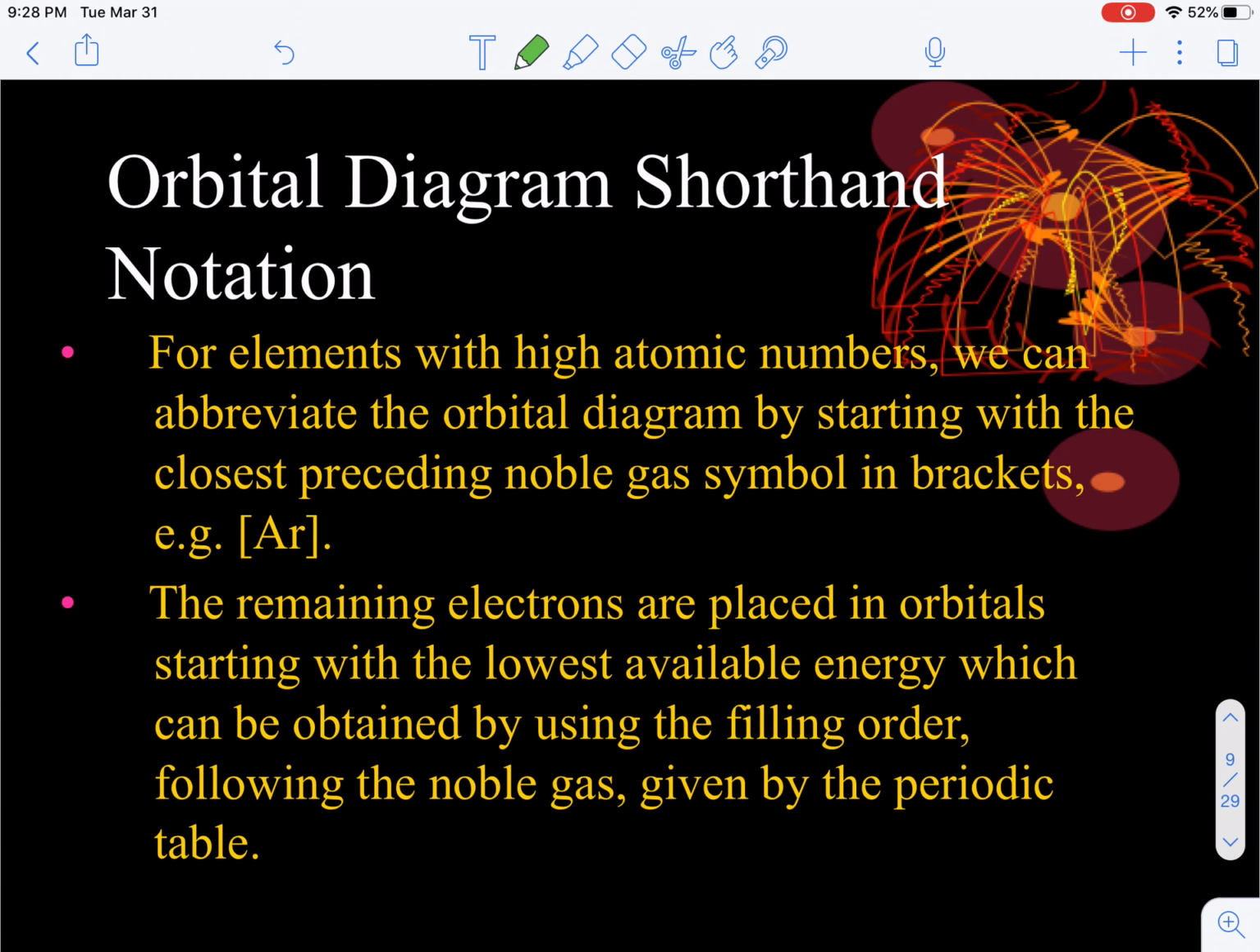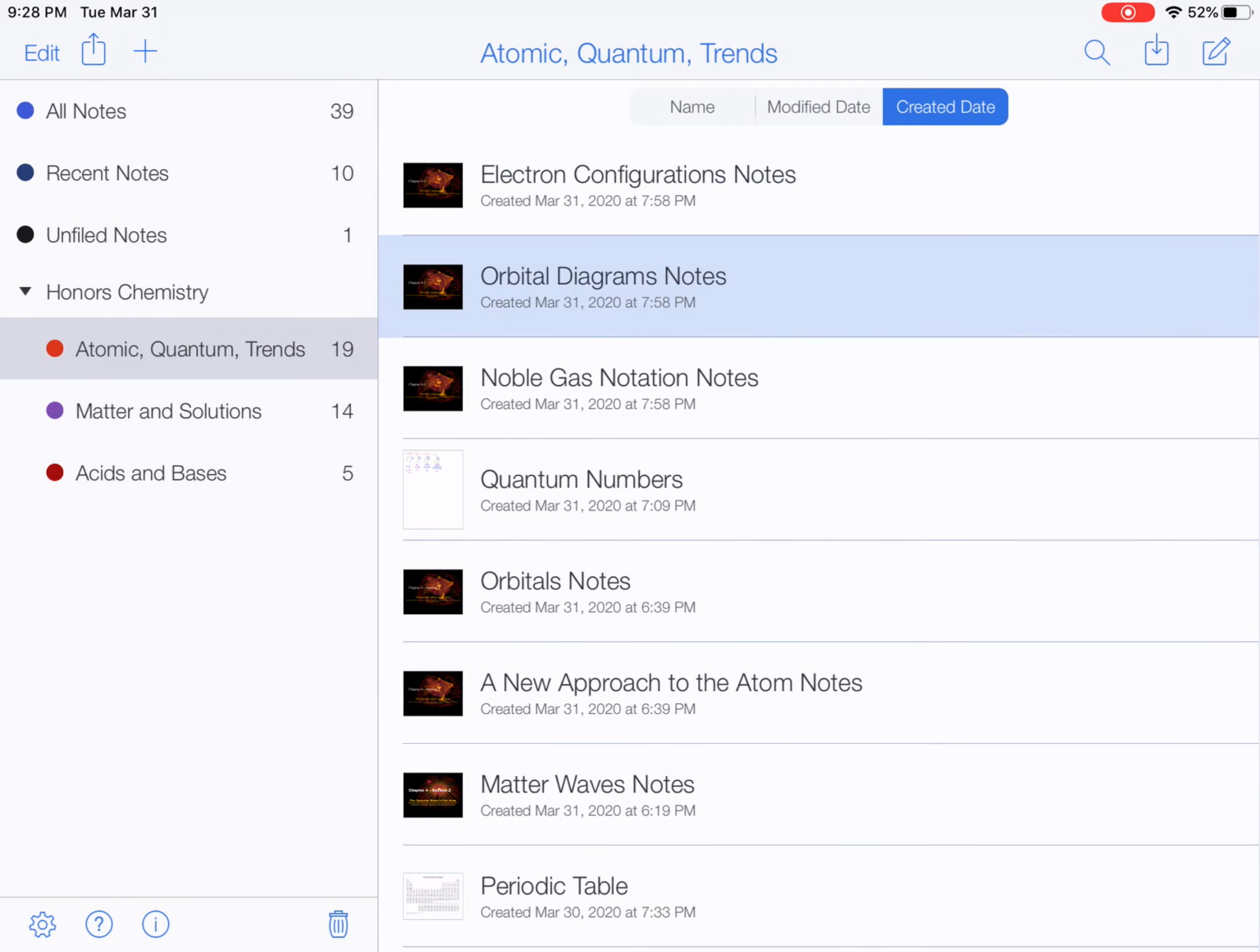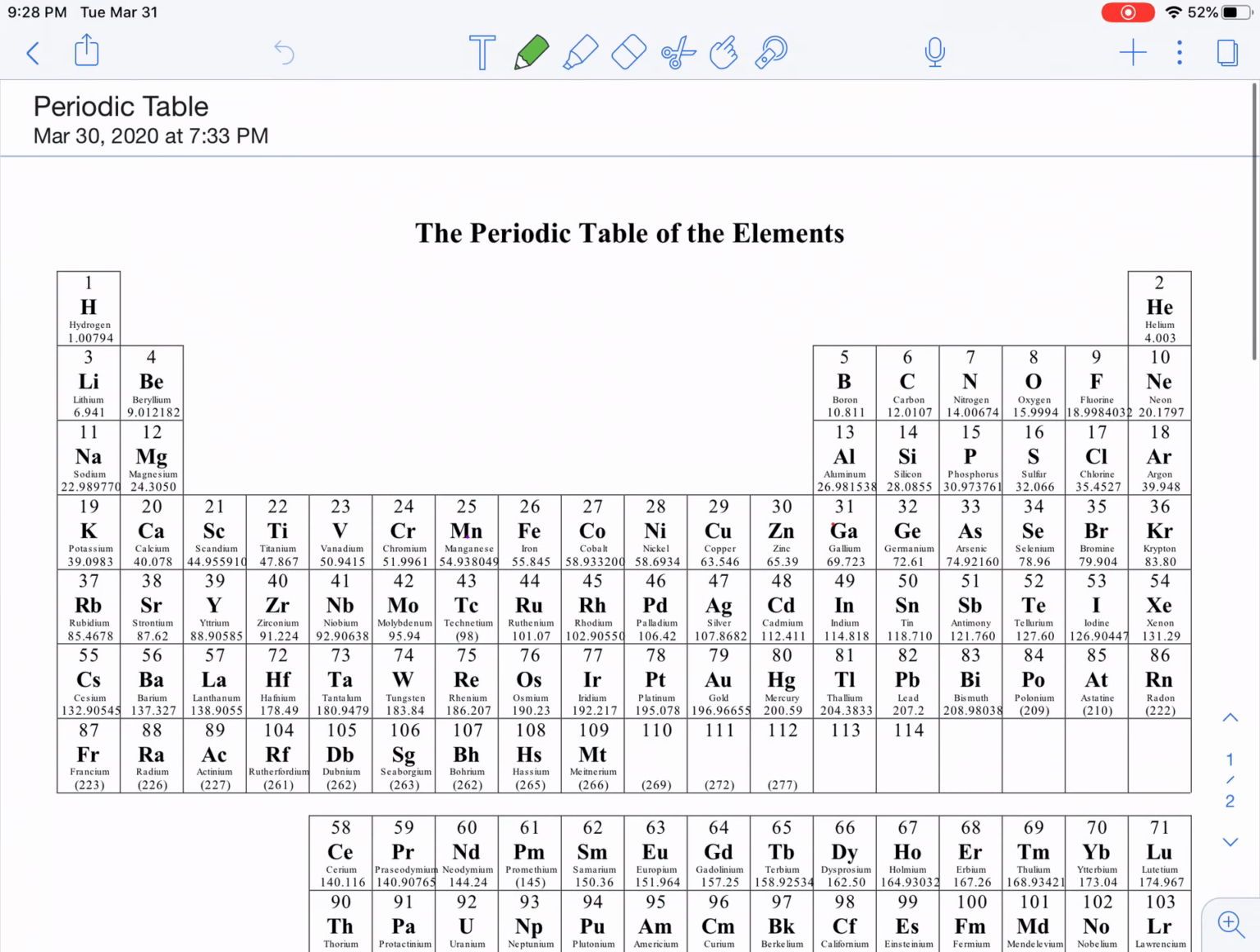Remember that there's also shorthand notation, so we can do the exact same thing we did before, where we write the noble gas in brackets, and then continue from there. So let's get some practice with this. You guys have some questions on your note guide. I'm going to join you on the periodic table.